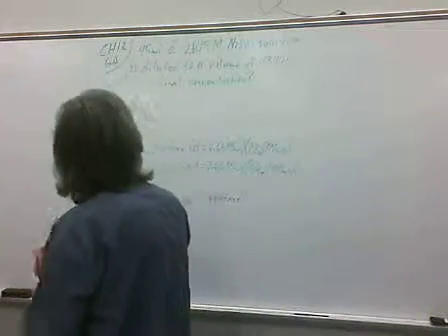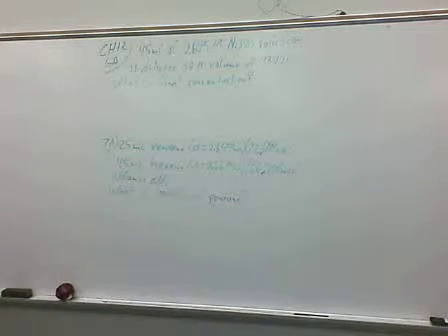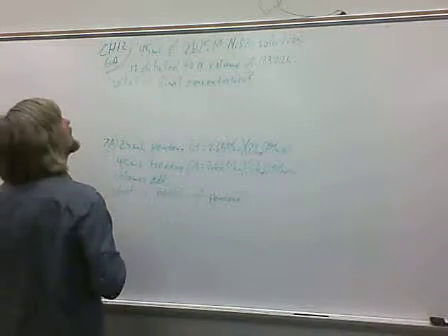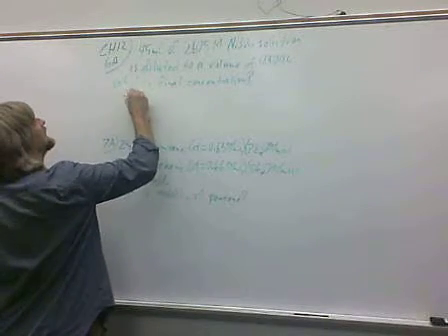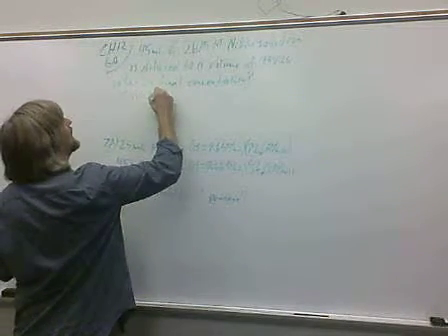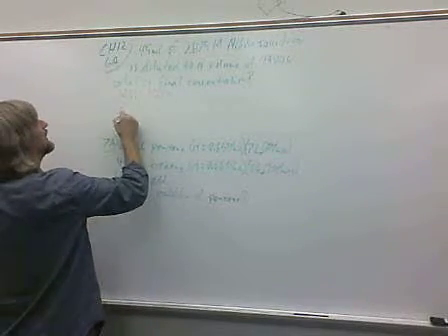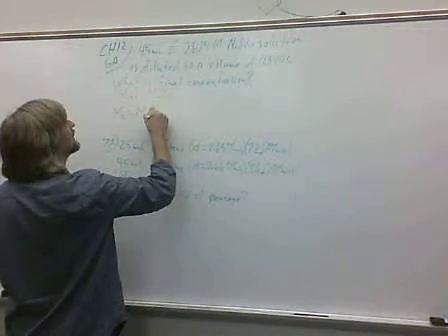We dilute 45 milliliters of a 0.605 molar nickel sulfate solution to a final volume of 0.3 liters. What is the final concentration? Well, the dilution is M1V1 equals M2V2. So we're looking for a final concentration. M2 equals M1V1 over V2.